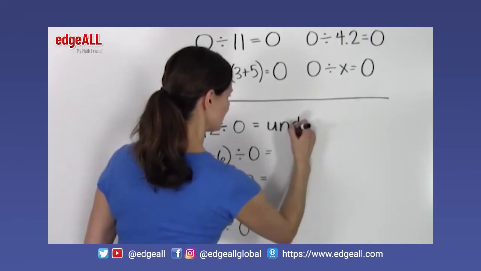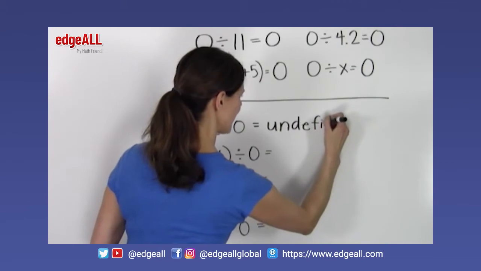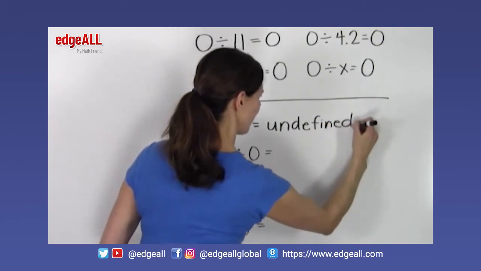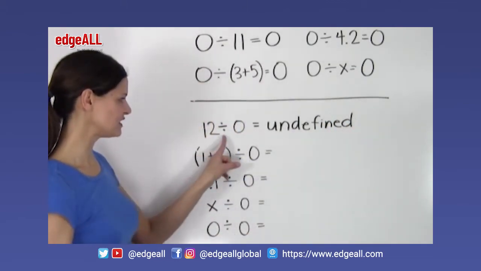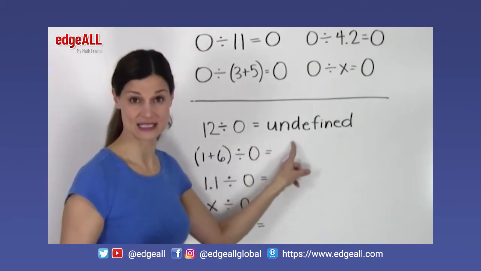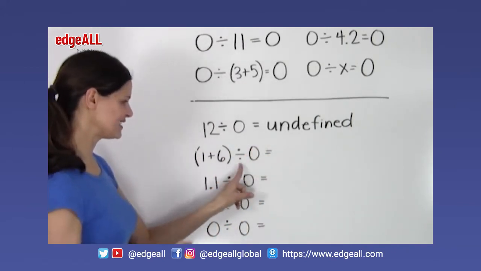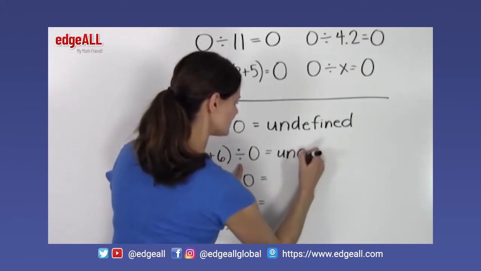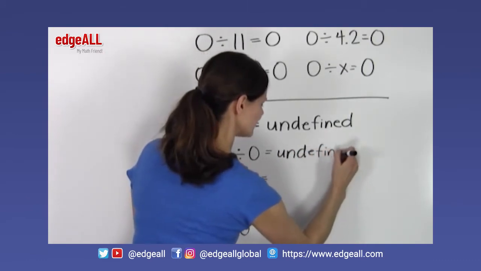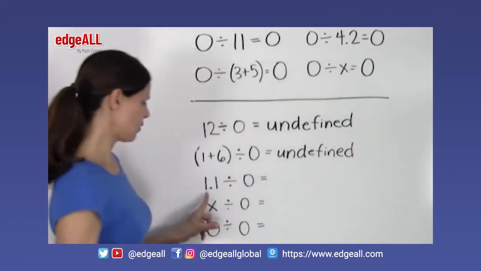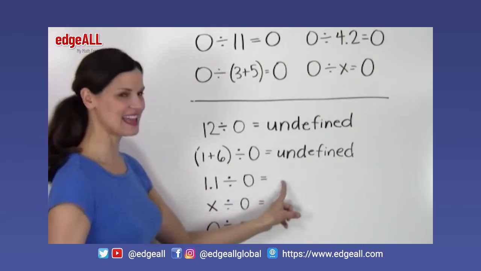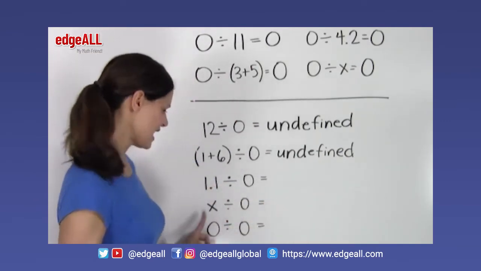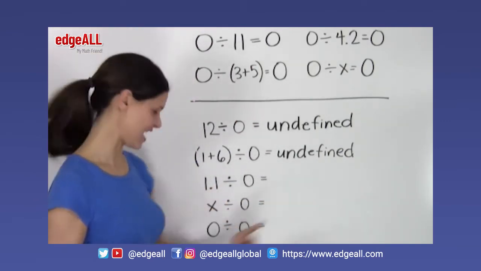So I would write the word undefined in all of these answers. 12 divided by 0 equals undefined. 1 plus 6 divided by 0 equals undefined. 1.1 divided by 0, again, I would write undefined. X divided by 0, undefined.